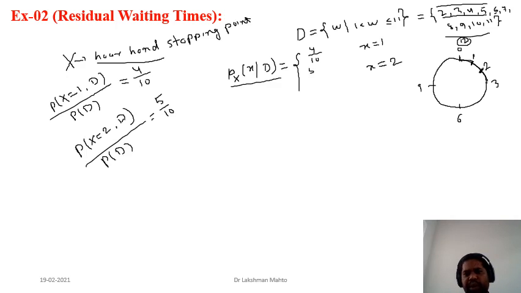So this one is a very practical problem. You may have a wall clock in your reading room. You can observe that and calculate the probability.